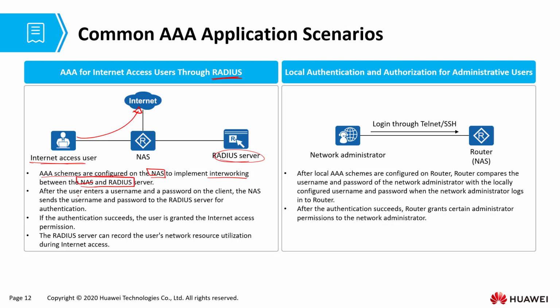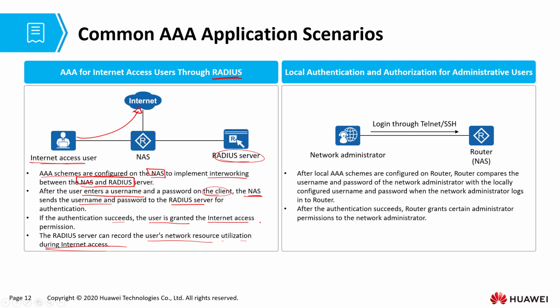After the user enters a username and a password to the client, which is the network access server, the network access server will send the username and password to the Radius server for authentication. If the authentication succeeds, the user is granted internet access permission. The Radius server can record the user's network resource utilization during the period in which the user is accessing the internet.